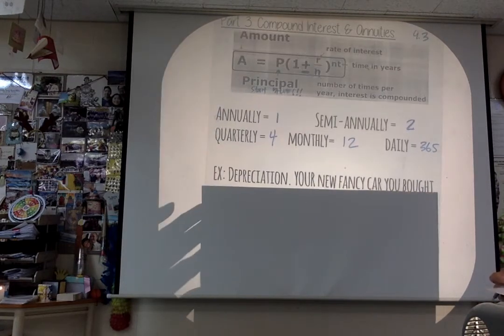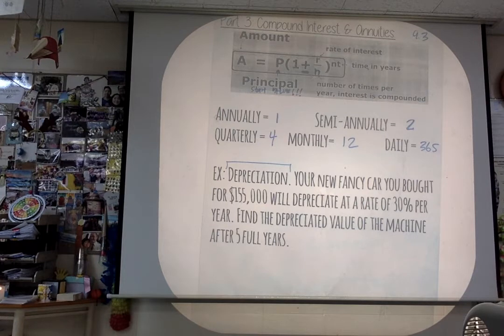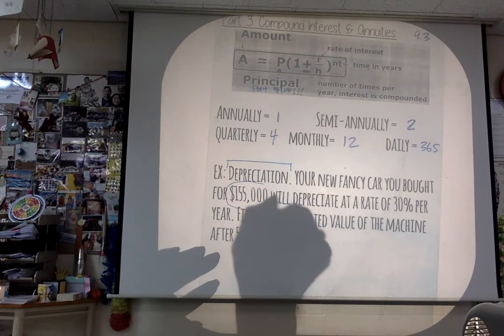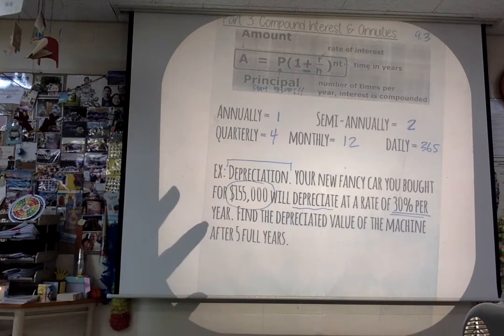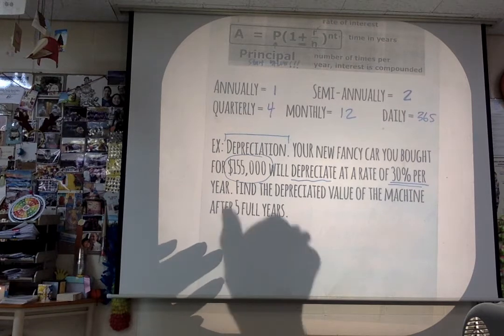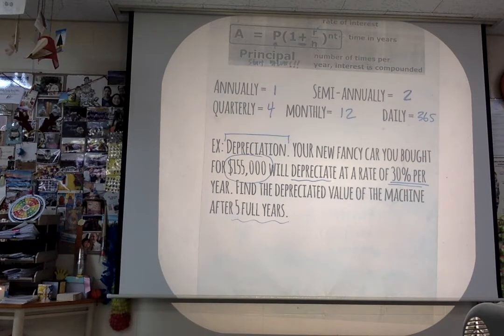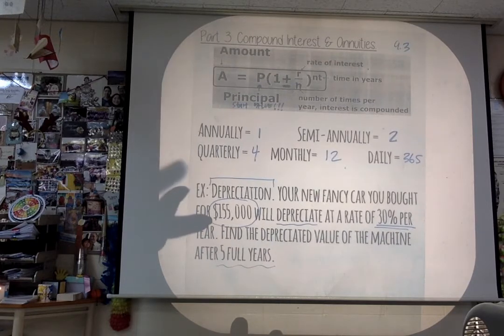Now, depreciation obviously does indicate that the price went down, like a car. Like here, your new fancy car you bought for $155,000. Whoa, it must have been like a Maserati or something. It will depreciate at a rate of 30% per year. This is actually true. A car, once it leaves the car lot, it does depreciate greatly. Find the depreciated value of the car after 5 full years, okay? So think about what it's saying, right? What's the price of the car? Principal is $155,000, right? So that's how much it started with.